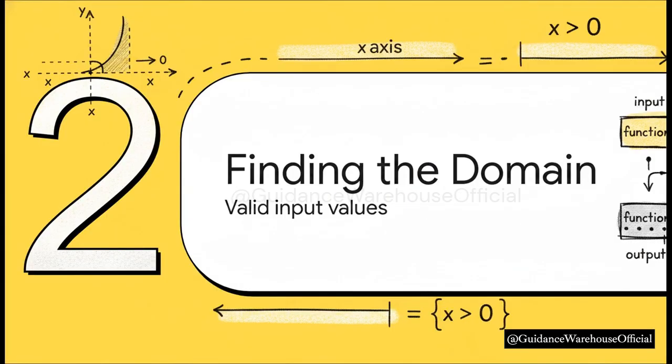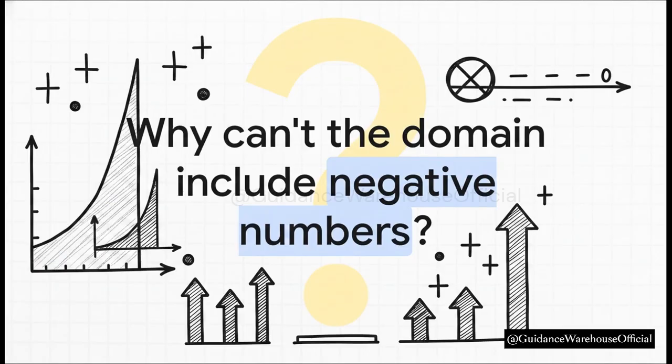Moving on to section 2, finding the domain. Okay, let's dive into this. The domain is just the set of all valid input values for our function. Before we can even draw a graph, we need to know where it actually exists mathematically. But here's a question I get literally all the time. Wait, why can't the domain include negative numbers or even 0?